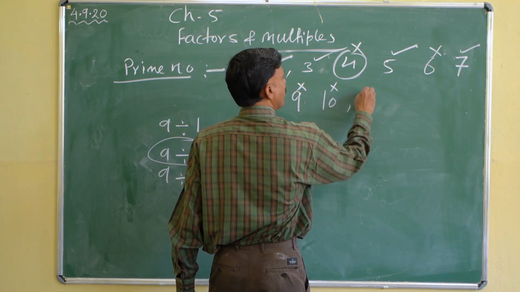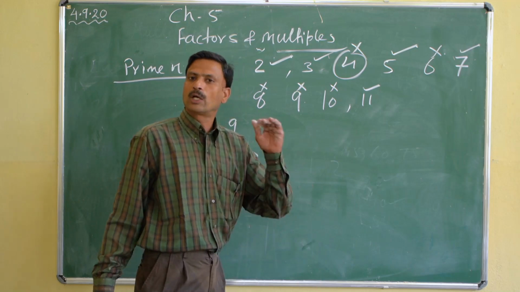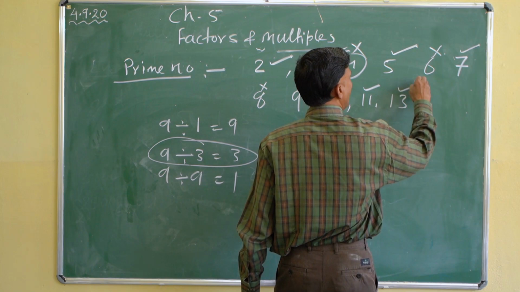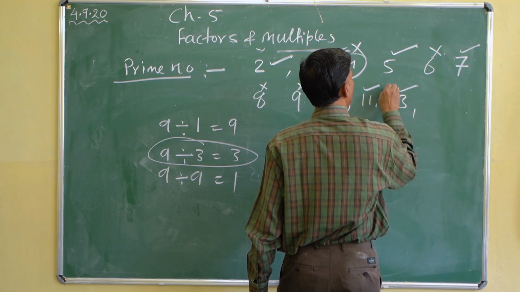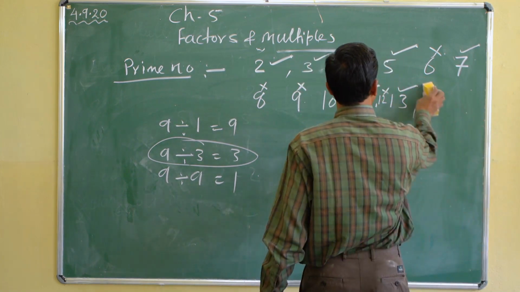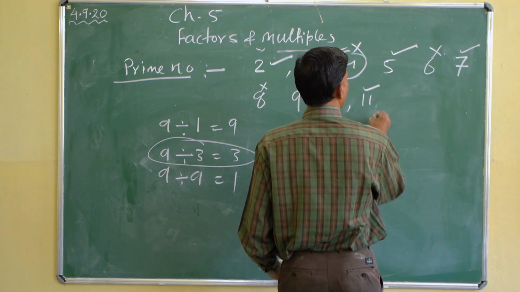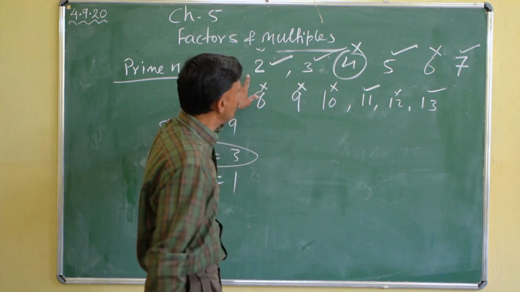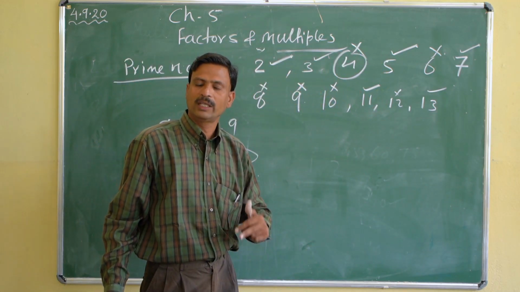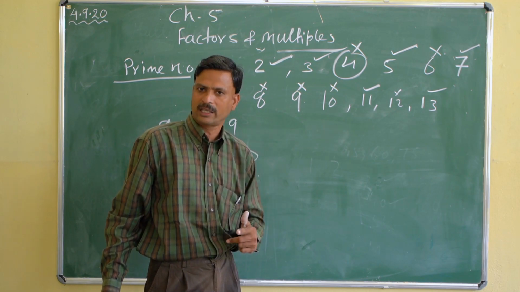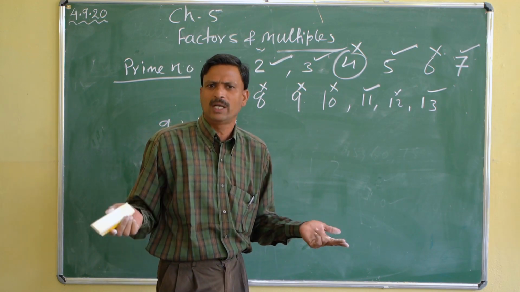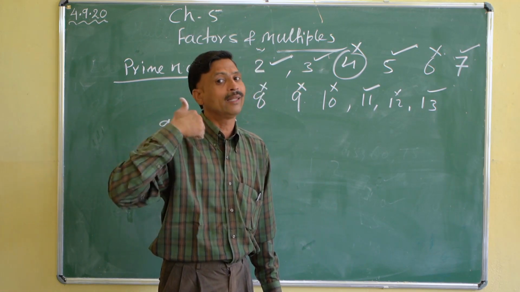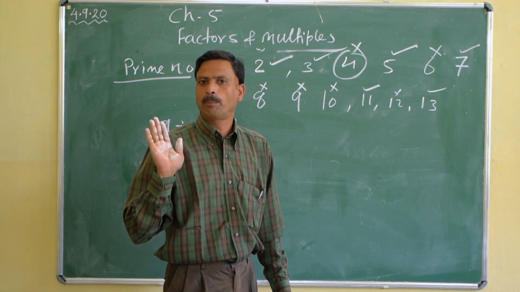Similarly, 10 is not prime, but 11 is a prime number because it is divisible by itself only. After that, 13 is a prime number, but 12 is not. So these are the numbers which are exactly divisible by itself. Once you know that each number is divisible by 1, the number having exactly two factors, 1 and the number itself, that is called prime.